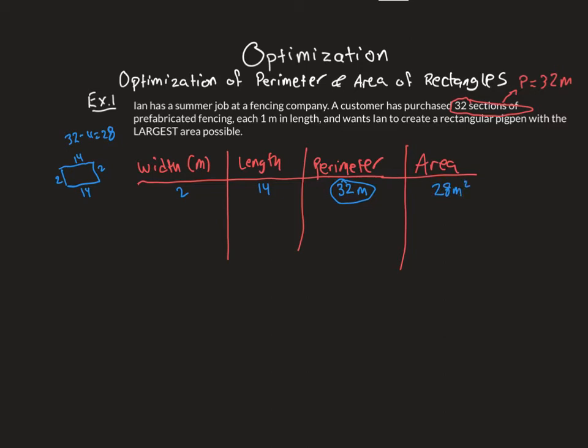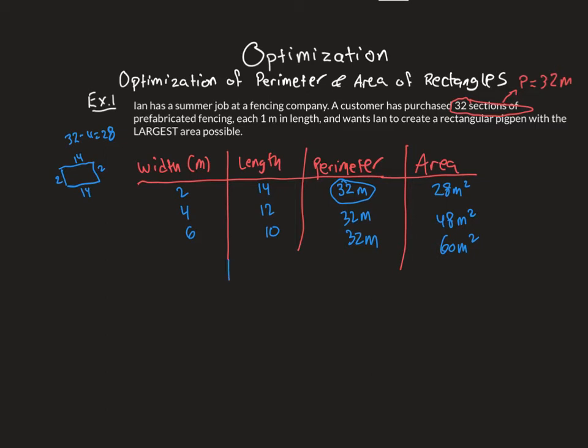Okay, and you can keep trying different ones. Is that the biggest area I can get here? I don't know. Keep trying. So if you try 4, which means I'd have to use 12. Still has to be 32 meters. 4 times 12 is 48. Is that my biggest? I don't know. Keep going. So try 6. Try 10. Still has to be 32. That's 60. So you're seeing I keep going bigger and bigger and bigger.